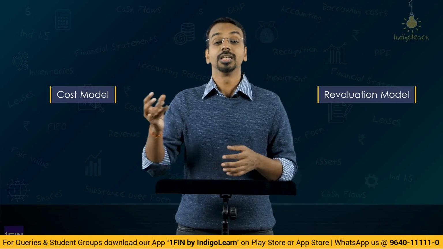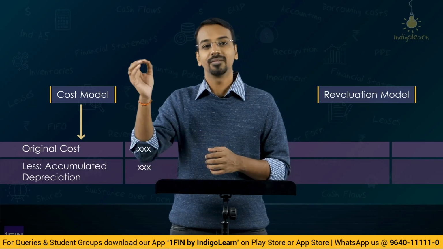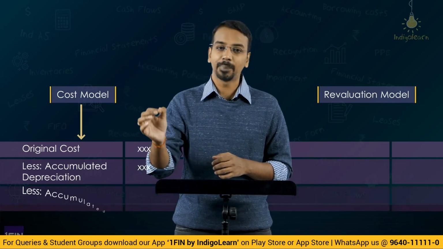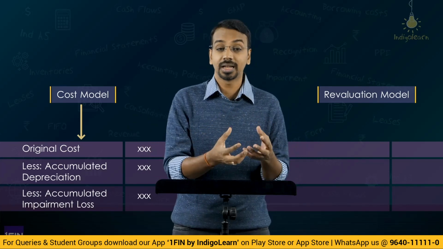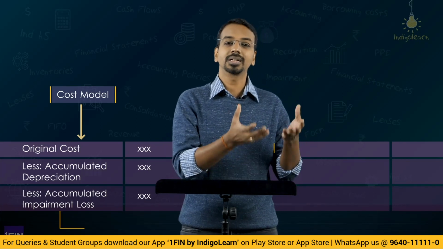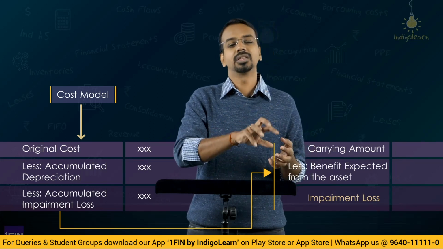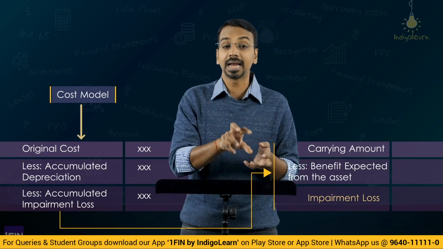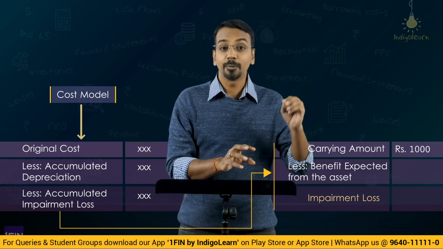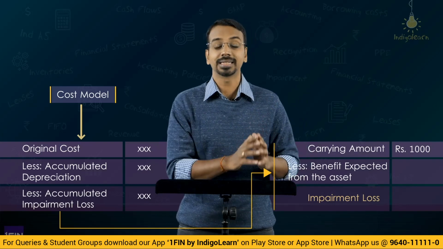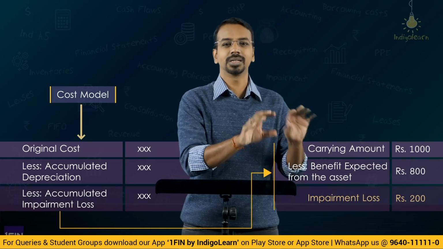So, under the cost model, you take the cost of PPE. From that, you will reduce accumulated depreciation, and from that, you will also reduce accumulated impairment losses. Now, what is impairment? We will understand in Ind AS 36. Just for the sake of clarity, an impairment loss occurs when the carrying amount of that asset is more than the benefit that you will get from that asset. Now, there are some technical terms used which we will understand in Ind AS 36. For now, understand that if the carrying amount is, let us say, 1000 and the benefit that the entity expects to get from that asset is only 800, the difference of 200 is impairment loss, right?